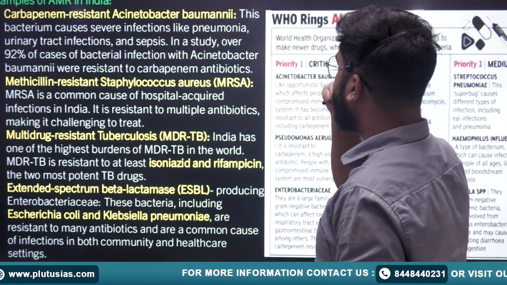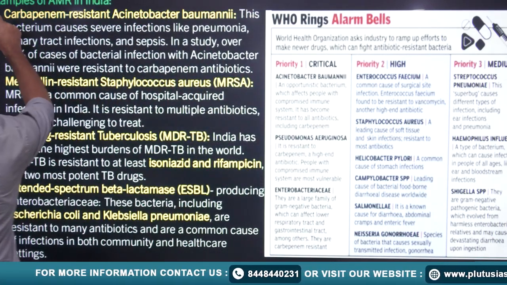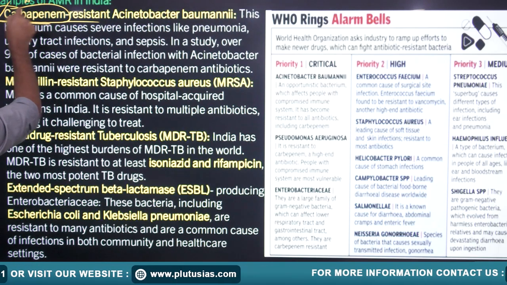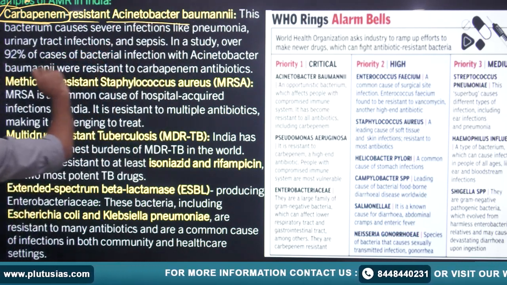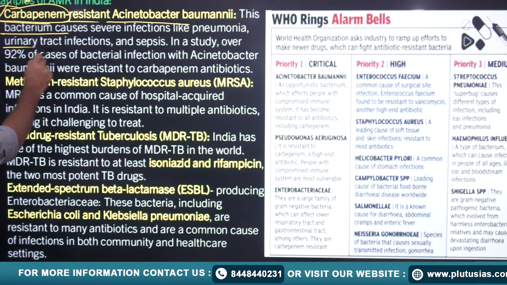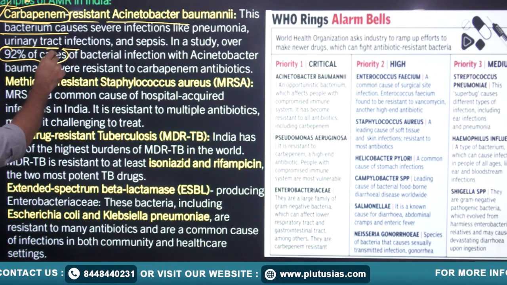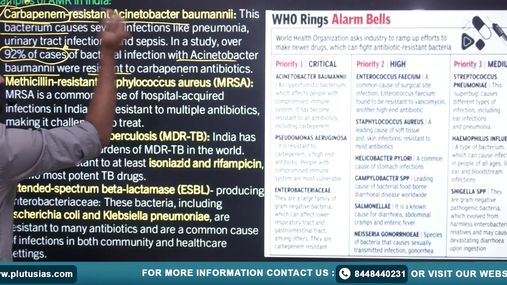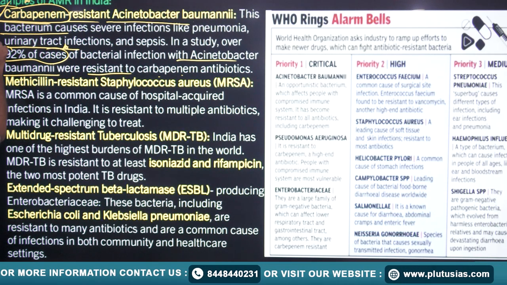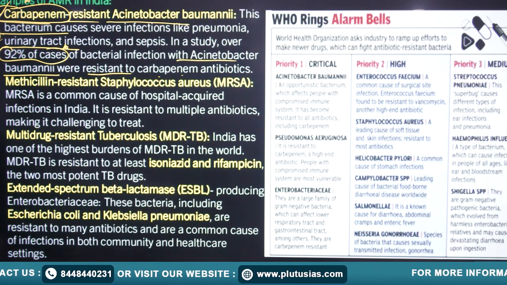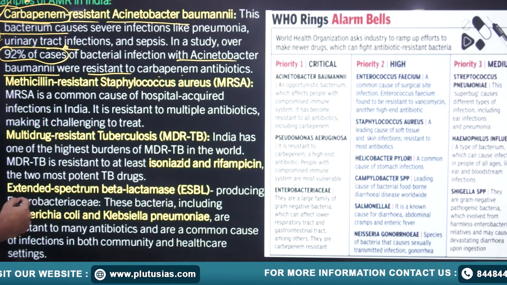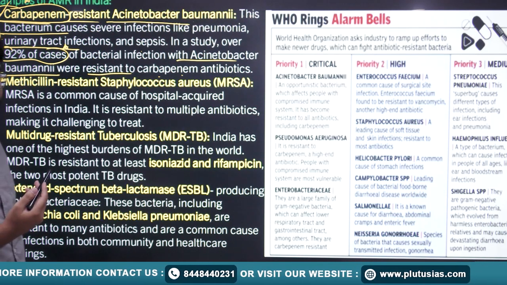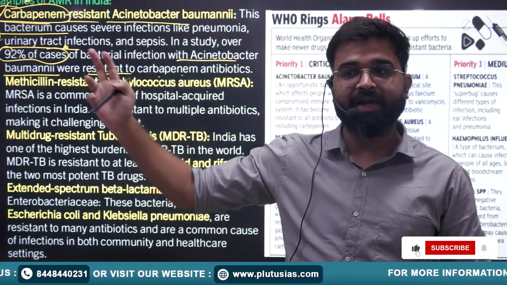Okay. Examples of AMR in India. These are some of the pathogens. First one is carbapenem resistance. Carbapenem is one of the antibiotics. Acinetobacter baumannii. This bacterium causes severe infections like pneumonia, urinary tract infection, sepsis. In a study, over 92% of the cases of bacterial infection with Acinetobacter baumannii were resistant to the carbapenem antibiotic. And carbapenem is a second line drug, not the first line drug. So the pneumonia or sepsis or urinary tract infection caused by Acinetobacter baumannii has now become untreatable, we can say. Yes or no? Because second line drug to already kya ho gayi hai?